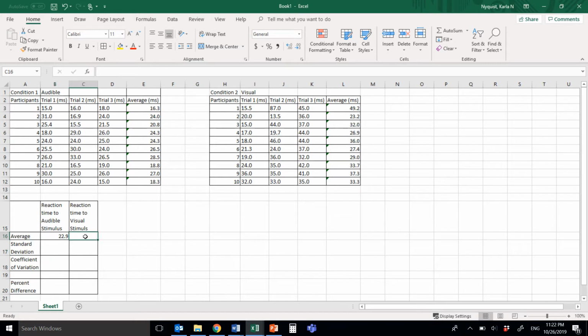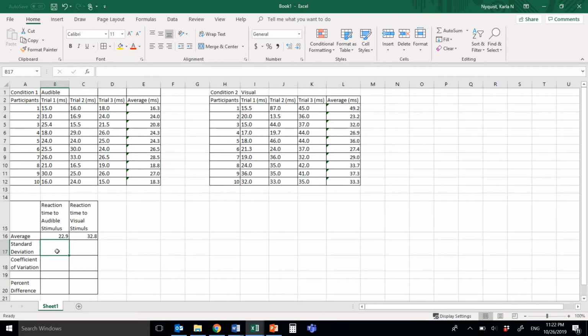Sadly, you can't do the fun dragging trick because these are too far separated. So I have to type it again, equals average, open parentheses, highlight the second condition's averages, close parentheses, hit enter. It should keep the same decimal places. If not, you can go back up and change the zeros again as needed.